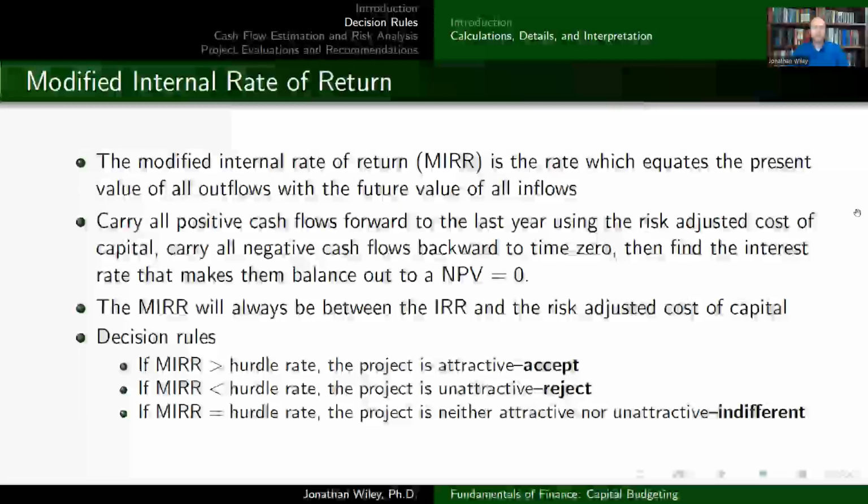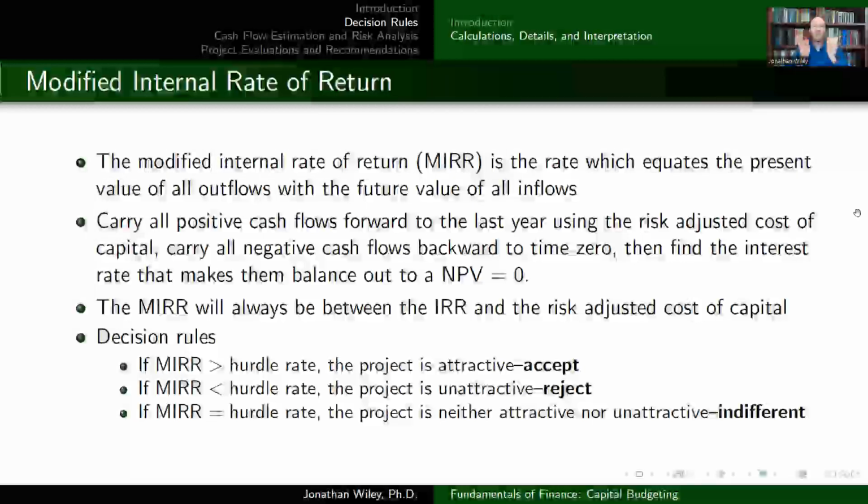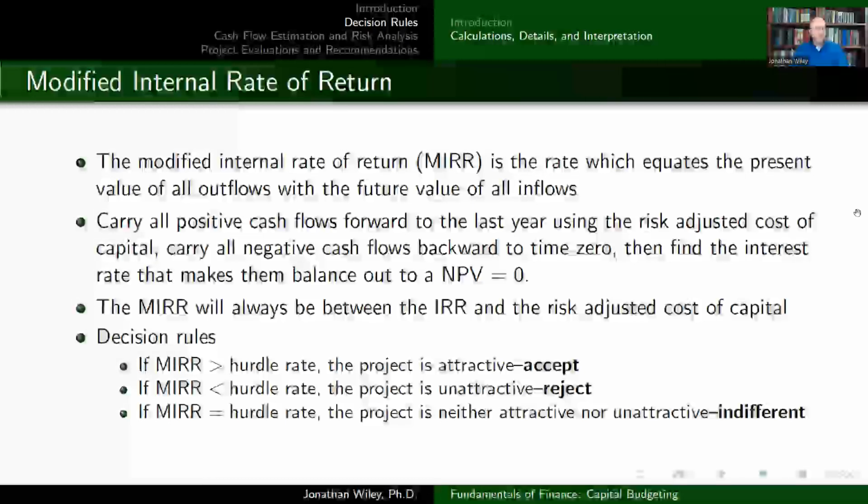So the modified internal rate of return is partially based upon that normal rate of return, partially based upon the return generated by the project specifically. And so it winds up somewhere in between the two. When you are looking at the modified internal rate of return, it will always be between the internal rate of return, which you can think of as the rate generated by the project, and the risk-adjusted cost of capital. So the modified internal rate of return is going to be somewhere in between.